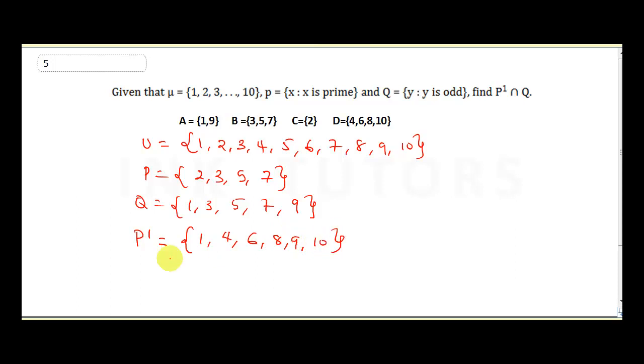So P complement intersection Q, what are those things that are common to P complement? Those numbers that you can find in P complement and can also find in Q. So 1 can be found in both. The next number we can find in both is 9. So P complement intersection Q is 1, 9. So our correct answer here is going to be A. So I'll mark A as the correct answer, and that will take us to the next question.